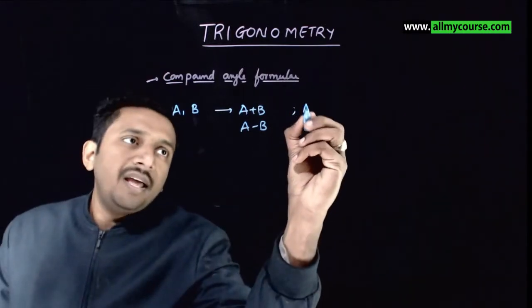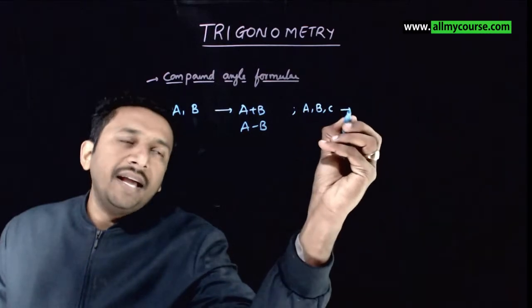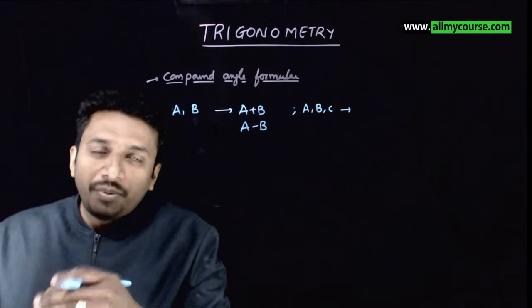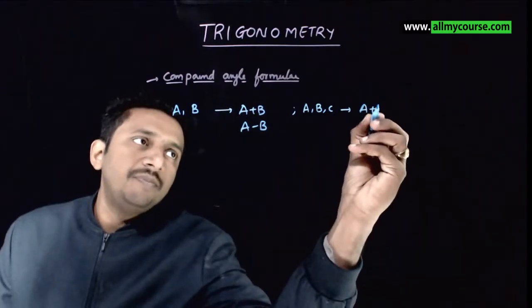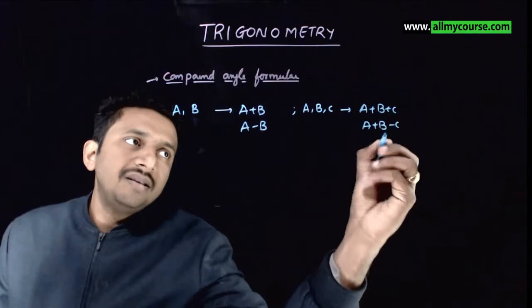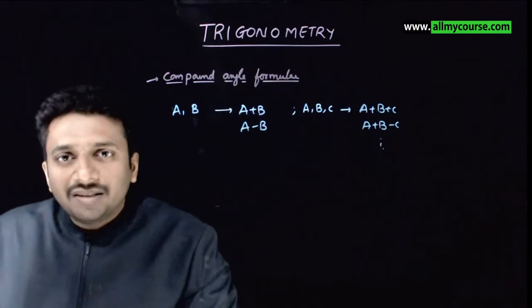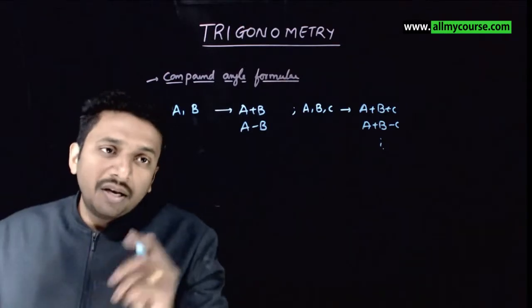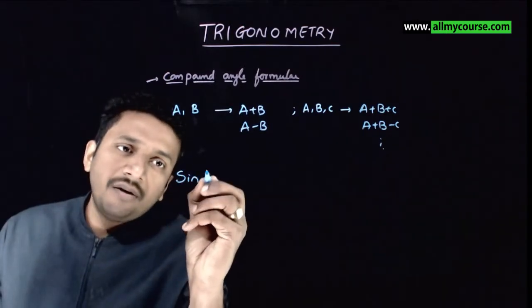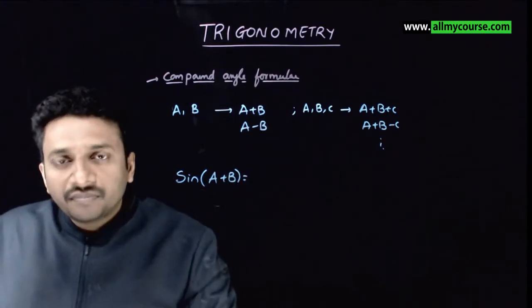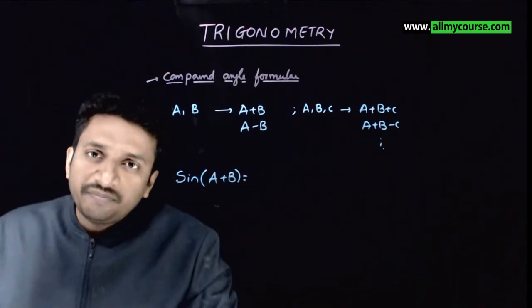So if A, B, C are three angles, a lot of compound angles can be formed, like A plus B plus C is a compound angle, A plus B minus C, and so on. Now in this topic, we are going to learn how to find sine of a compound angle of A and B, sine of A plus B.